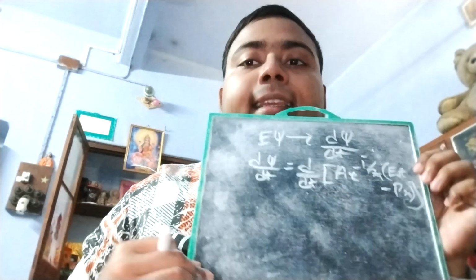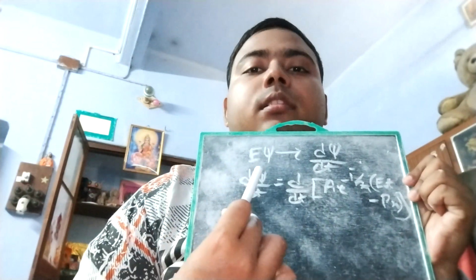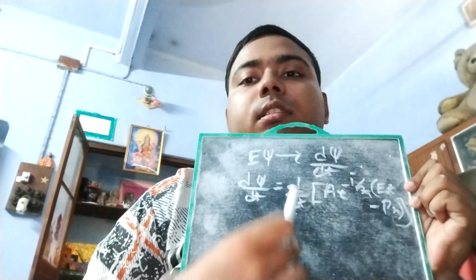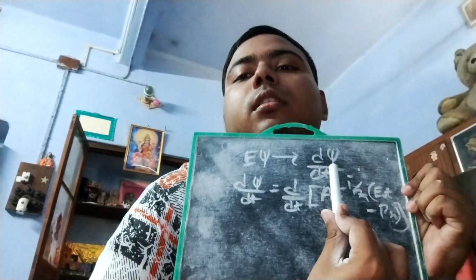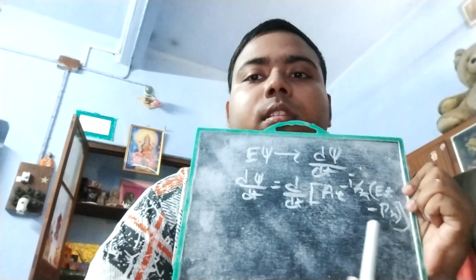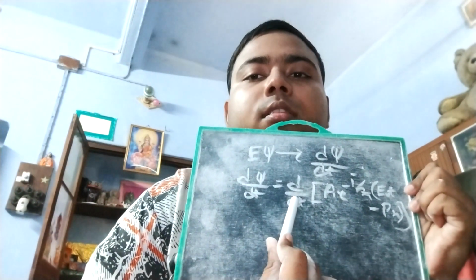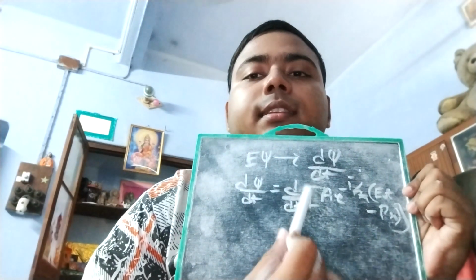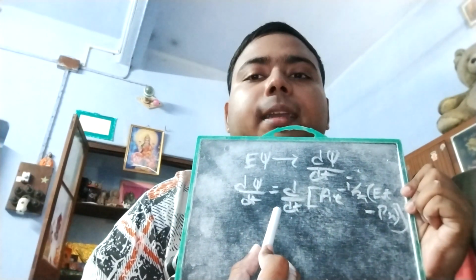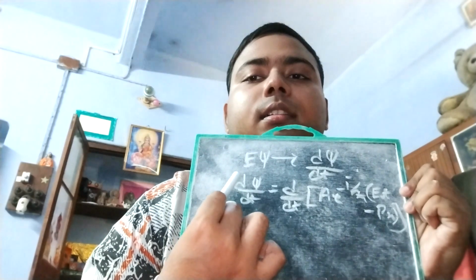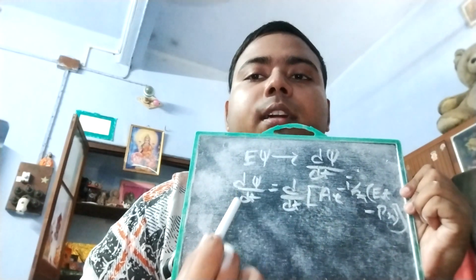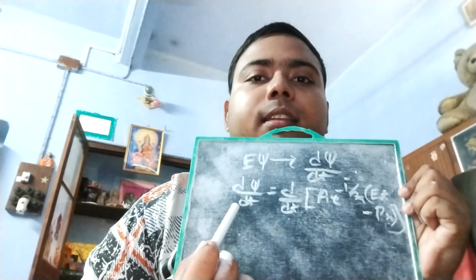So to find the E psi, we would be taking the time derivative of the wave function. To do that, we would differentiate the wave function with respect to time to get the first derivative of the wave function with respect to time. Let's see what we get.